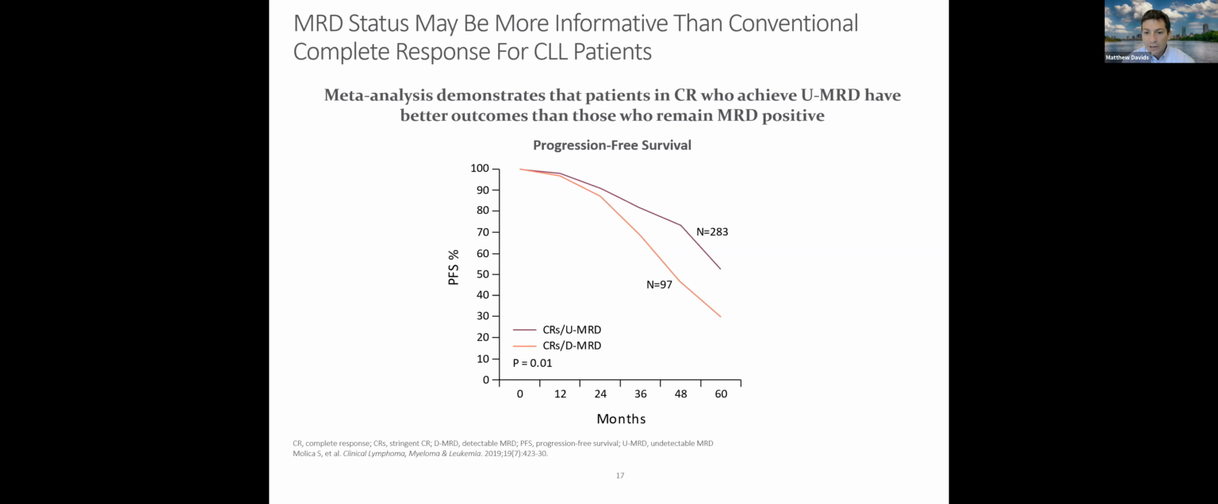And so looking at almost 400 patients who had a complete remission, you can see that the patients who still had detectable disease, that's the orange line, had a much shorter progression-free survival than the patients who had undetectable MRD. So in other words, even within this group of patients who all did well, they all had a complete remission, there was some additional prognostic power of having the MRD test on top of that.